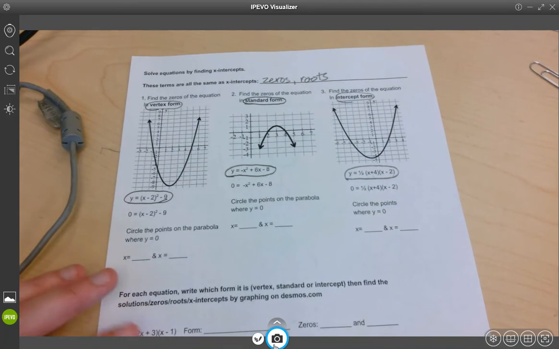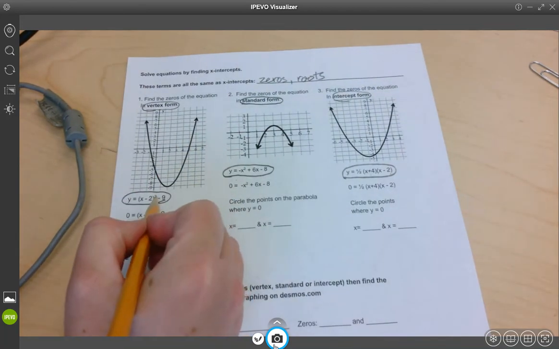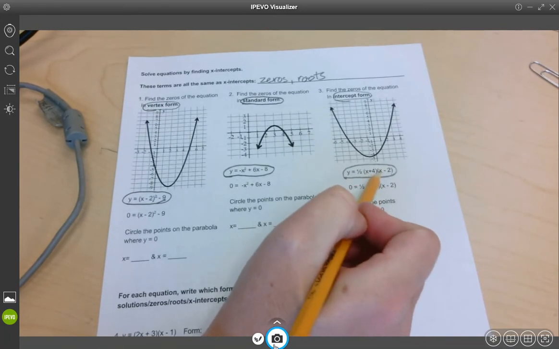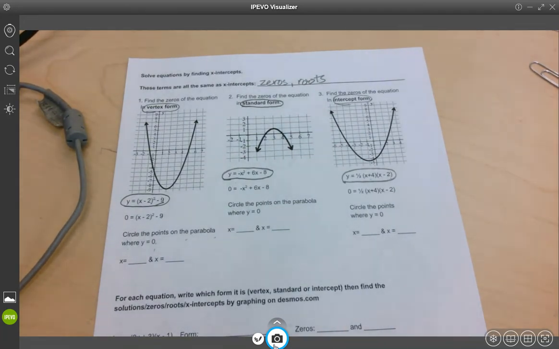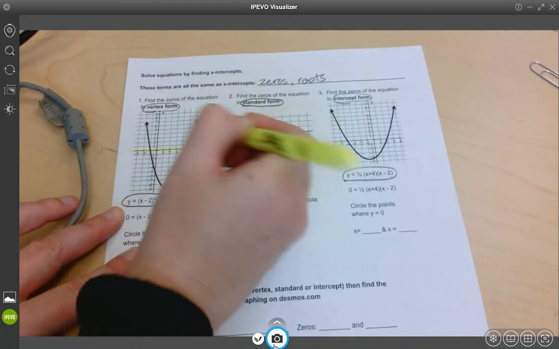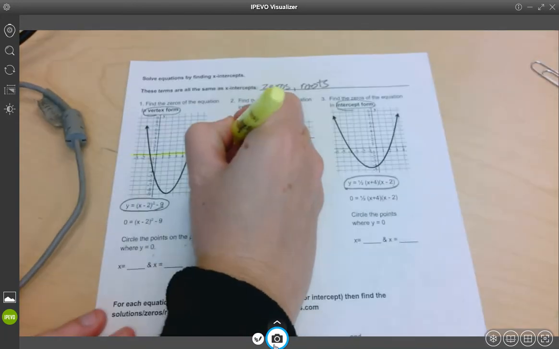Okay, so these are 3 common ways to write the equations of a quadratic equation. Notice that they all have a squared. See, squared, squared. This one, the squared, is because when you multiply x times x, you get x squared. All right, so it says circle the points on the parabola where y equals 0. So y equals 0 all along the x-axis. All along here. Okay, so circle the points where y equals 0 on all 3.